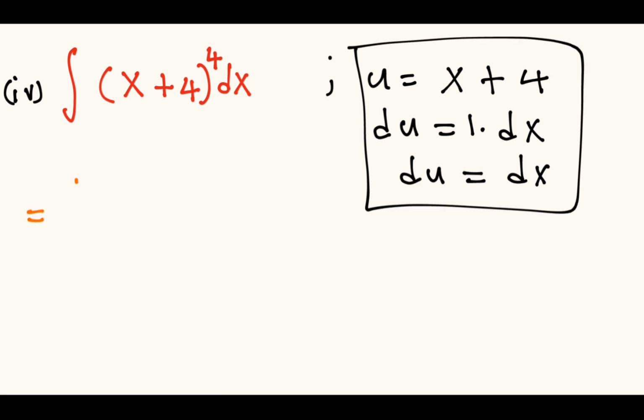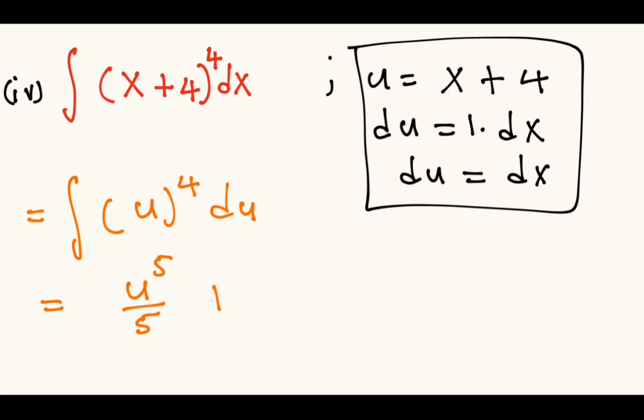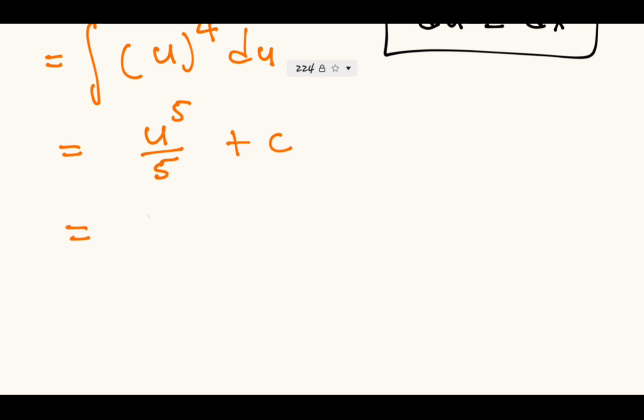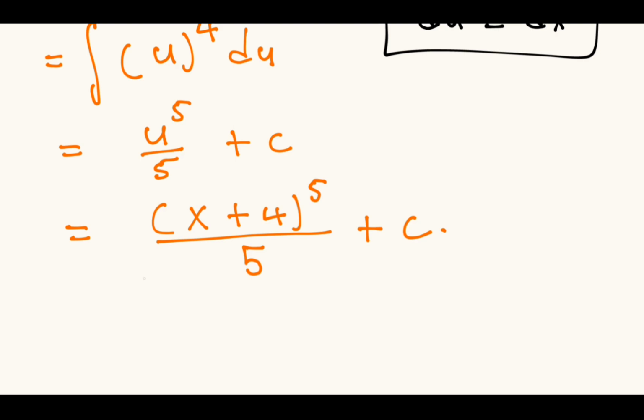So our integral will be equal to the integral of u raised to the power 4 du. The integral of u to the power 4 will be equal to u to the power 5 divided by 5 plus c. Let's substitute back the x plus 4 in the place of u. And this will be our answer for the 4th question.